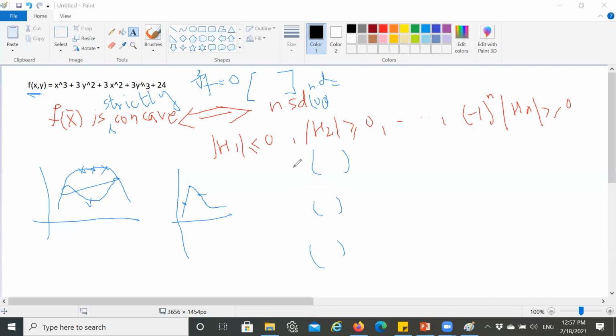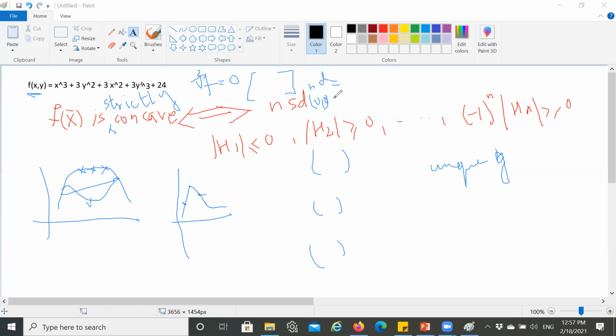In order for it to be global, as I told you, if you want it to be a unique global, you should have a negative definite. Can you have negative definite for multiple points, or for all points, or for one?